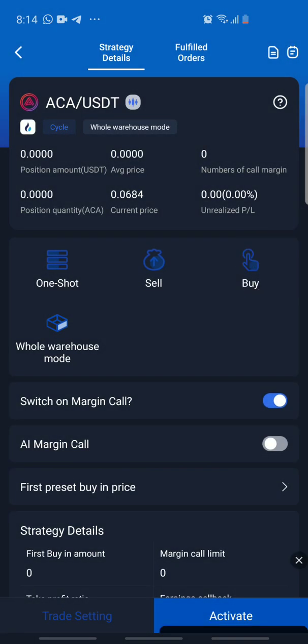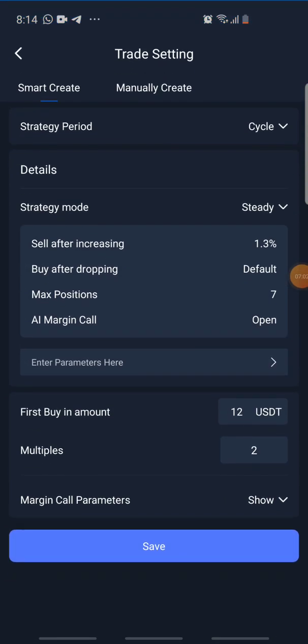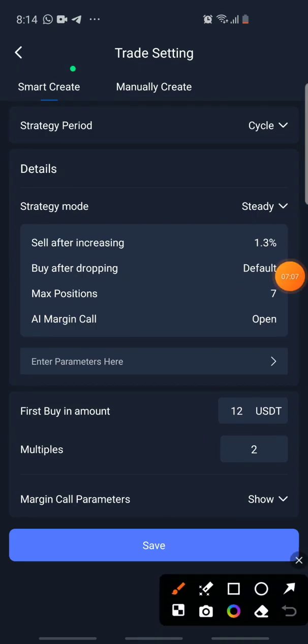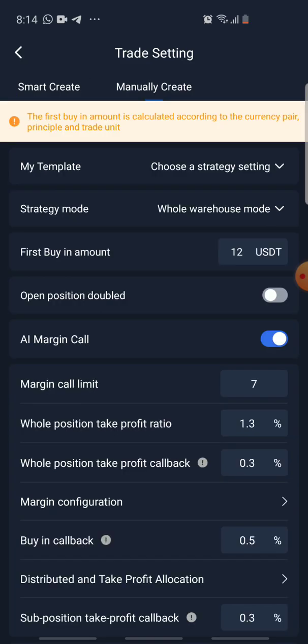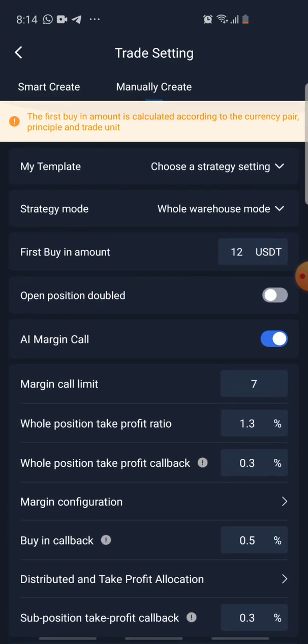So let's click on trade setting. Now when you click on trade setting, you come on this page. Here we have smart create. These are the settings that are inbuilt by the bot. We shall always go to manual create, where you are allowed to put your own settings according to your capital. Now when you click on manual create, we have these settings. We need to understand what they mean.